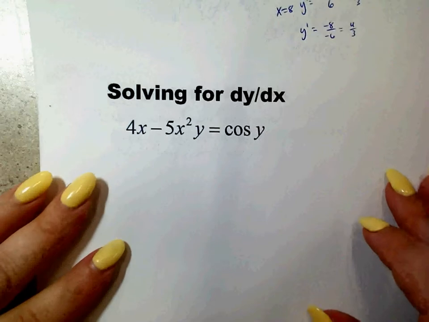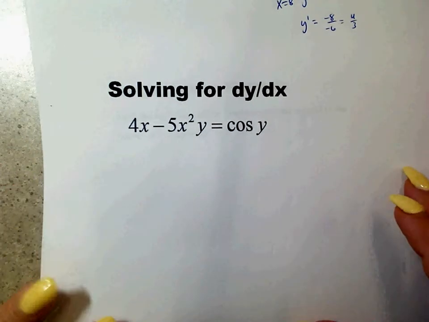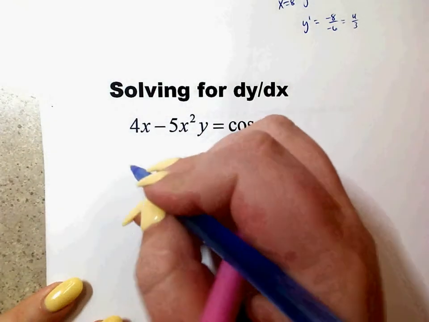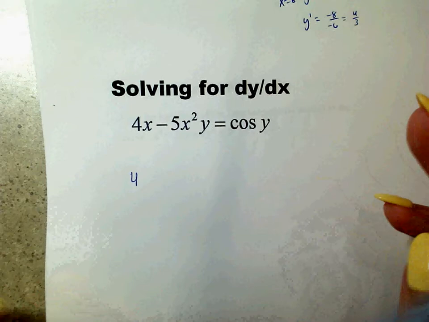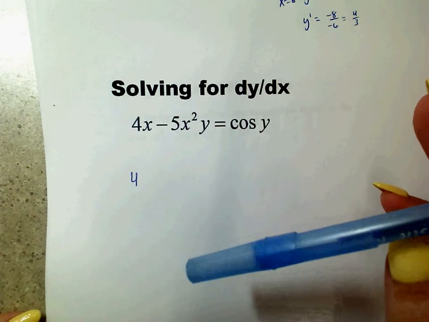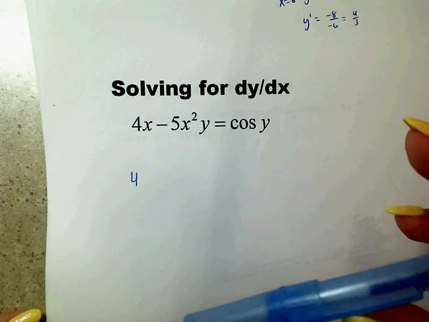Let's find the derivative. 4x minus 5x squared y equals cosine y. So the derivative of 4x is 4. And also, guys, when I'm working these, if you want to just pause it and test it yourself and then play the video, that would be probably a good idea, just to make sure that you can do it, okay?